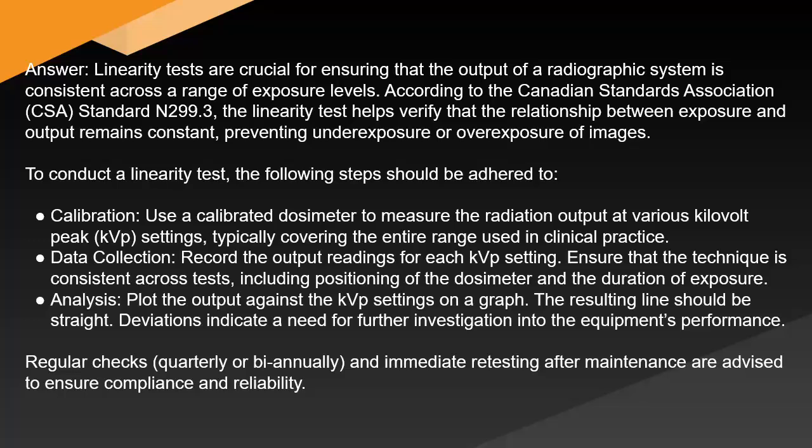exposure and output remains constant, preventing underexposure or overexposure of images. To conduct a linearity test, the following steps should be adhered to: calibration. Use a calibrated dosimeter to measure the radiation output at various kilovolt peak (kVp) settings, typically covering the entire range used in clinical practice. Data collection. Record the output readings for each kVp setting. Ensure that the technique is consistent across tests, including positioning of the dosimeter and the duration of exposure.